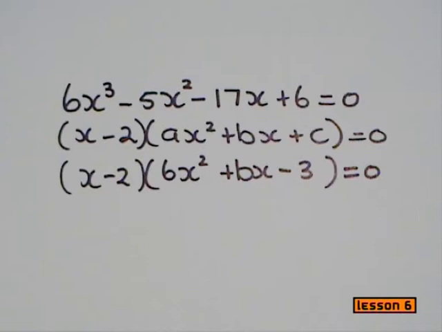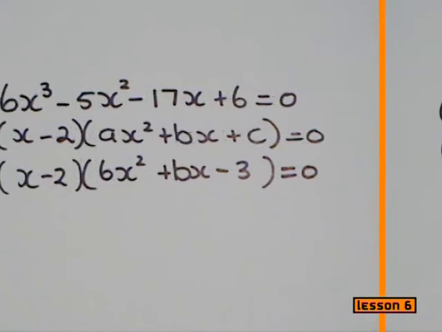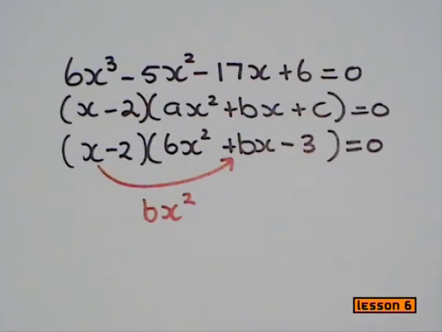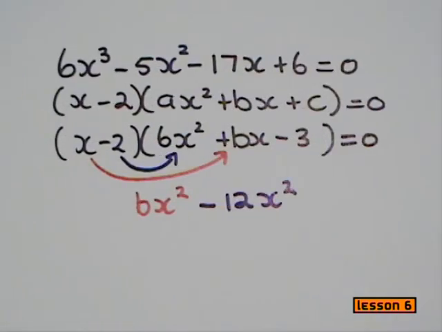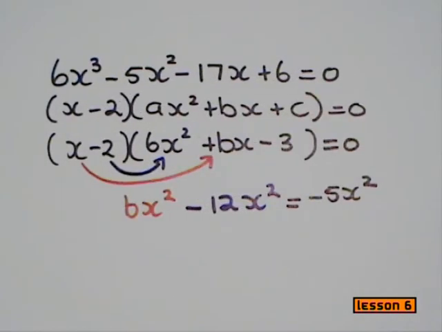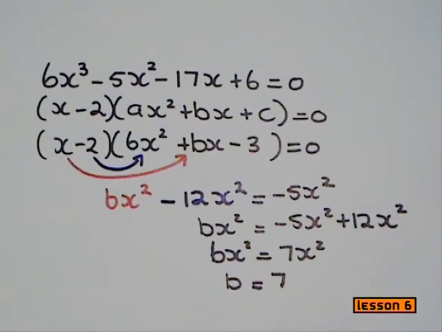Minus 2 times minus 3 gives me 6. So c must be minus 3. To find b, I multiply the first term in the first bracket with the second term of the second bracket, which gives me bx squared. Then I multiply the second term of the first bracket by the first term in the second bracket, negative 12x squared. If I collect these, they must give me negative 5x squared. So if I solve the equation, I get that b must be 7.